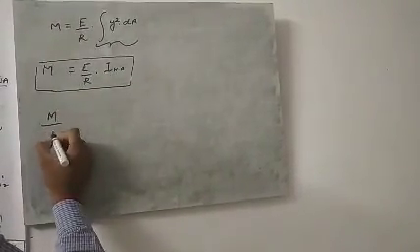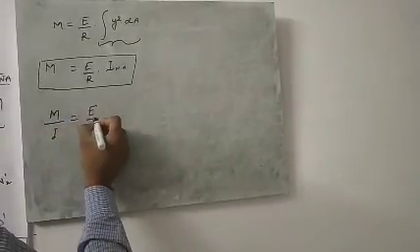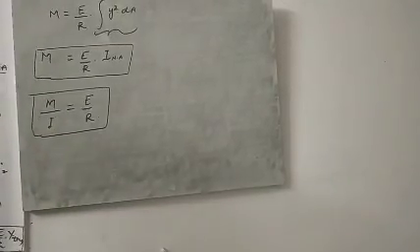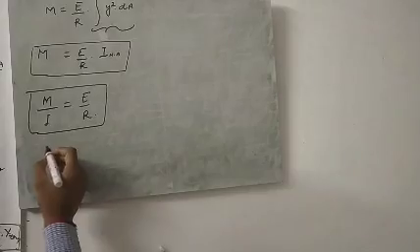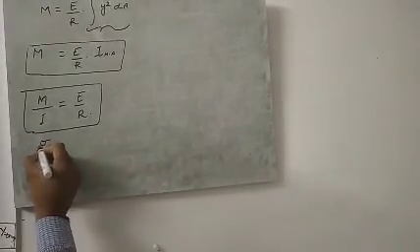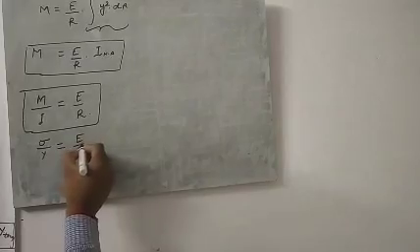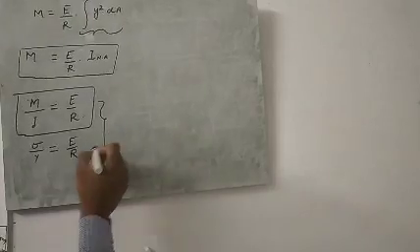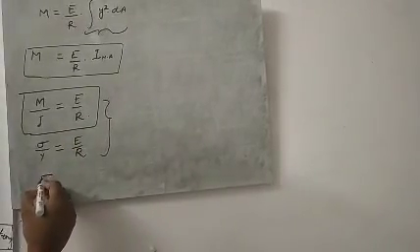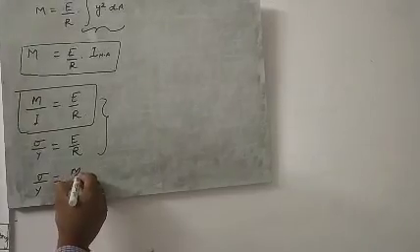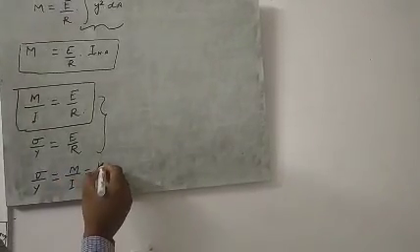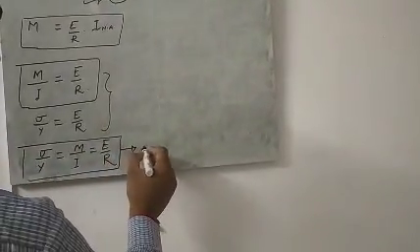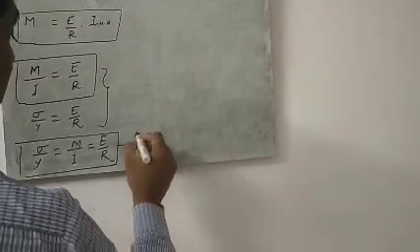So it can be simply represented as M upon I equal to E upon R. Clear? And already in the previous expression we know that sigma upon y is equal to E upon R. Then from these two equations we can write sigma upon y equal to M upon I equal to E upon R. Okay? This is equation number 3.